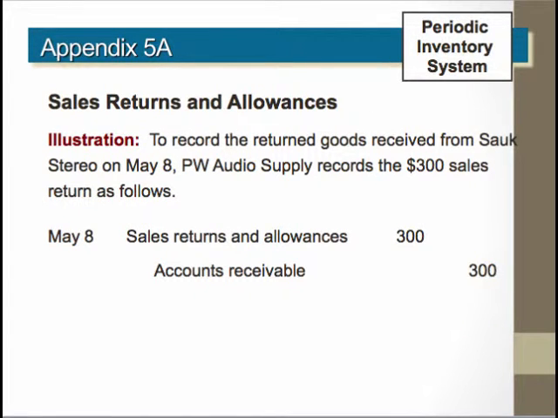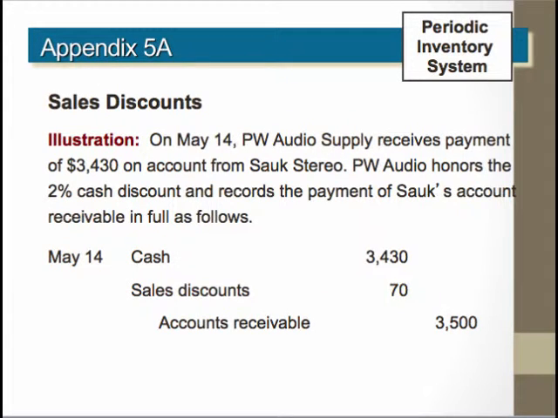When a return comes, once again, this entry is the exact same entry as in a perpetual system. We recognize the sales returns and allowances, and we recognize that the customer no longer owes us the $300. The difference here is that we do not recognize the inventory coming back, so there is no entry to reverse the cost of goods sold. When the customer pays and takes the discount, this entry doesn't change in that we still recognize the cash, we recognize the sales discount, and that the customer no longer owes us the $3,500.